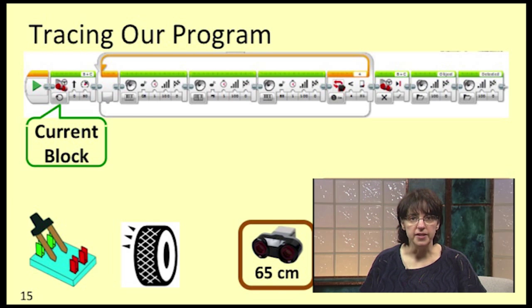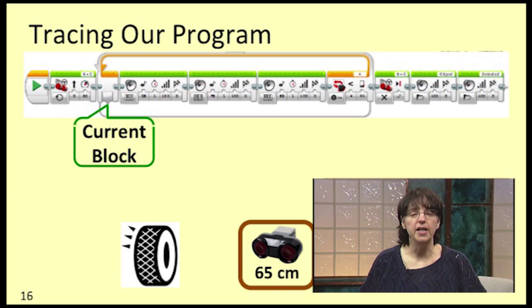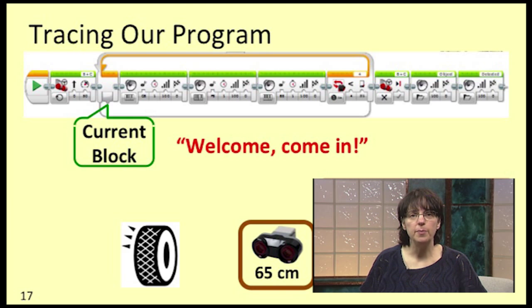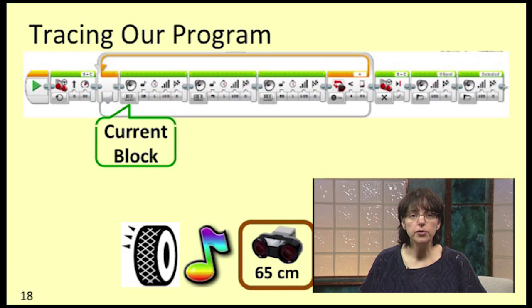So the EV3 does that and then continues on to the next block. We arrive at the entrance to the loop, and it says, "Welcome, come in." Note that all of the steps that have happened so far are processed so quickly that we should assume that we haven't really moved much yet, if at all. So we go into the loop. Our motors are running when we arrive at that first sound block and play the note for a second.